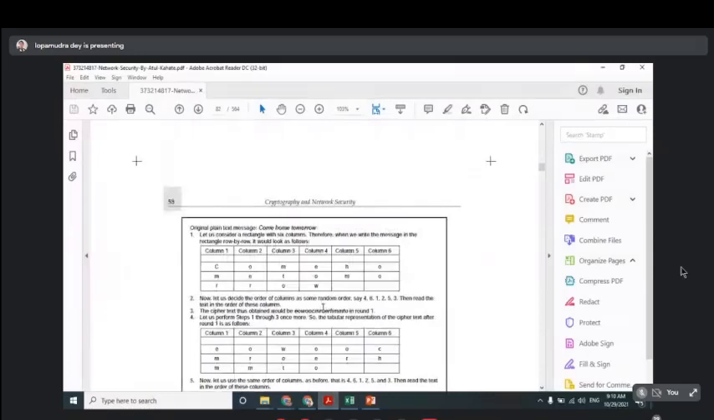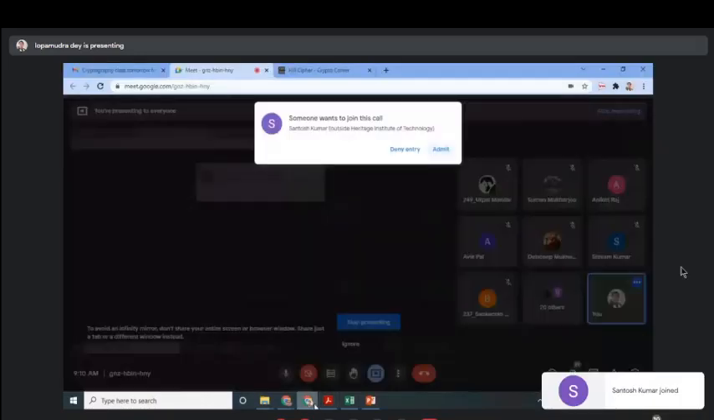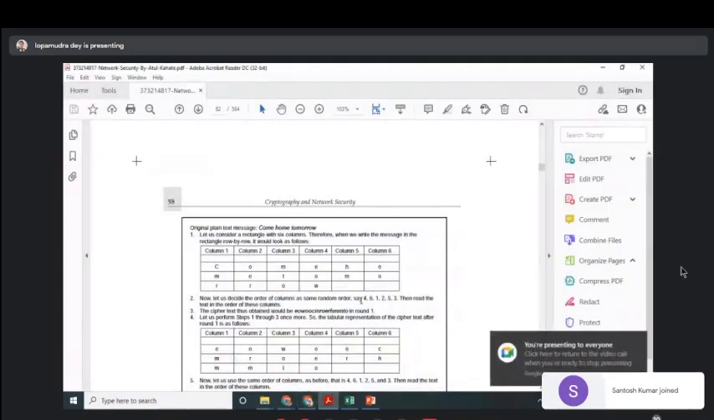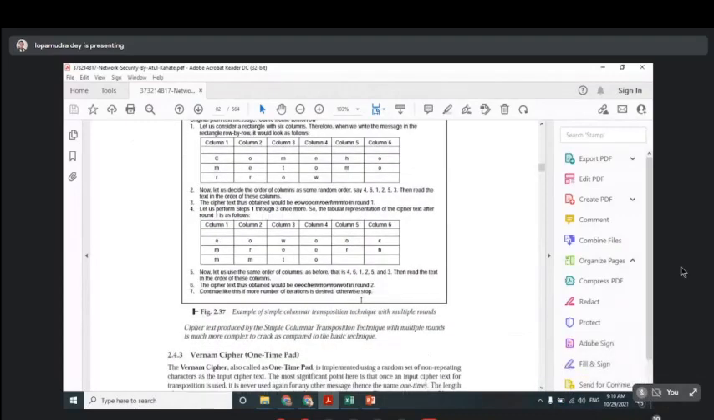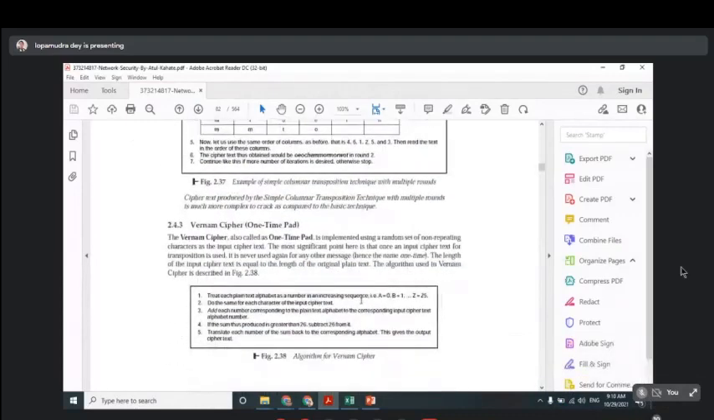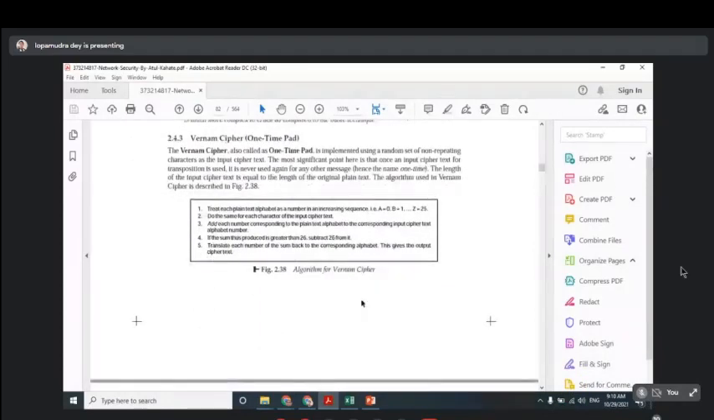Okay, so these are the three methods under the transposition technique: the rail fence technique, the simple columnar technique, and the double columnar technique. There are three techniques we had already discussed. Now today we are going to discuss one new method, called the Vernam cipher, also known as the one-time pad.